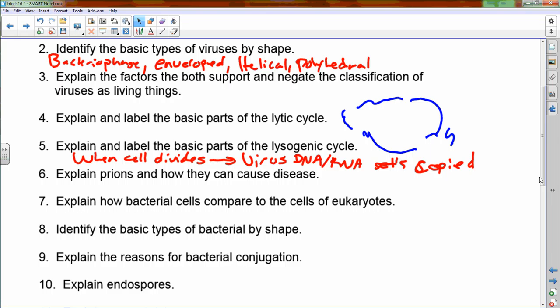Some viruses only go through the lytic cycle. Some will spend some time in the lysogenic cycle and then go through the lytic cycle. Which one usually happens first? They're all cycles. You have to go back to the chicken and egg thing. When was the first thing developed?